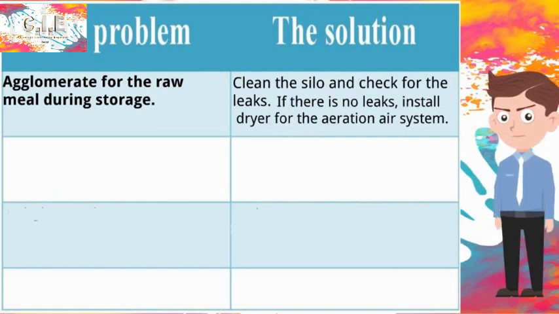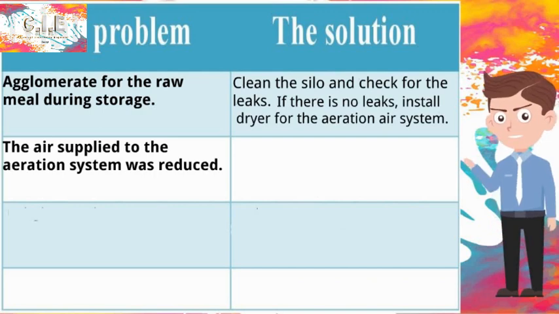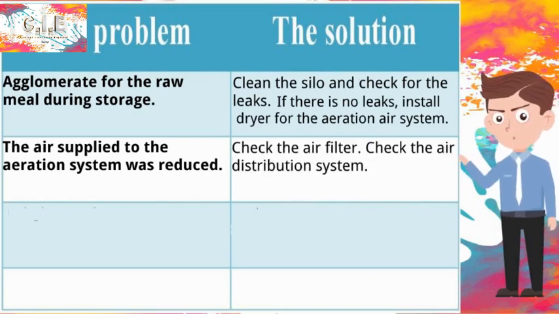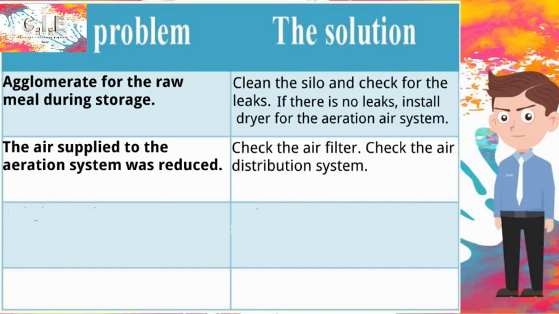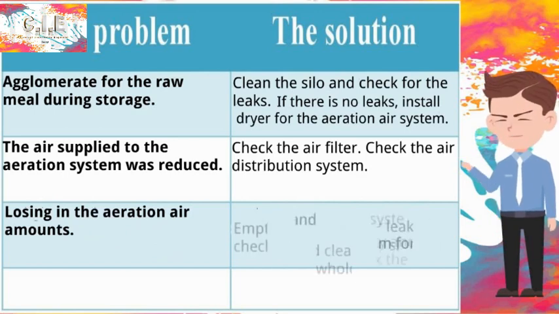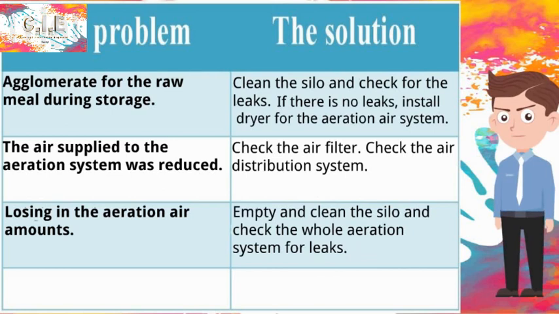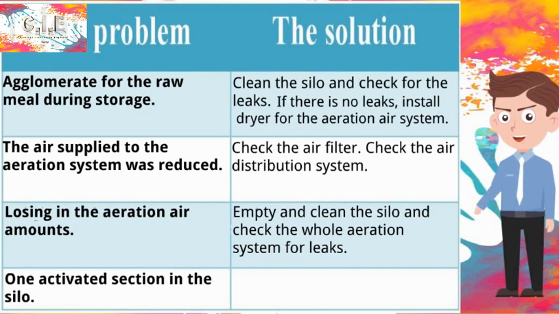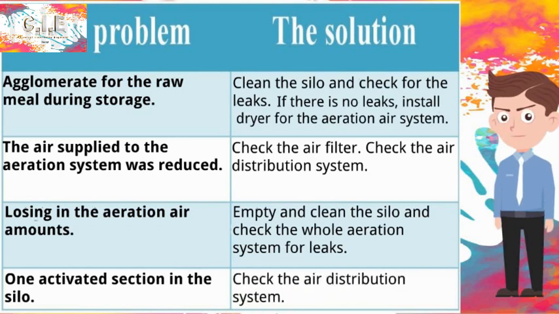The second problem: the air supplied to the aeration system was reduced. The solution: check the air filter and check the air distribution system. The third problem: loss in the aeration air amounts. The solution: empty and clean the silo and check the whole aeration system for leaks. The fourth problem: only one activated section in the silo. The solution: check the air distribution system.